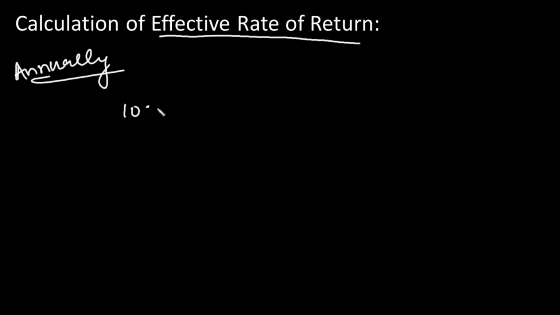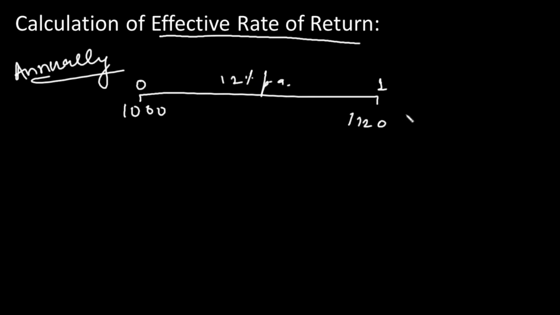Coming to the next topic of the video, calculation of effective rate of return. What is effective rate of return? Now when we were doing compounding annually, हमारे पास 1000 rupees थे, and after 1 year at 12% interest per annum, it became 1120, right? So we added 120 as interest here. Here our rate of return for the whole year is 12%, which is also our effective rate of return.